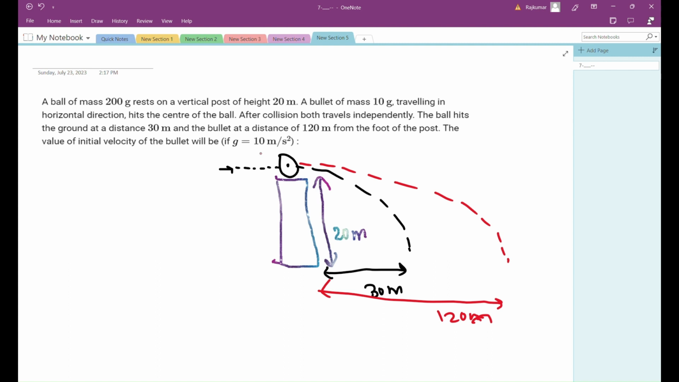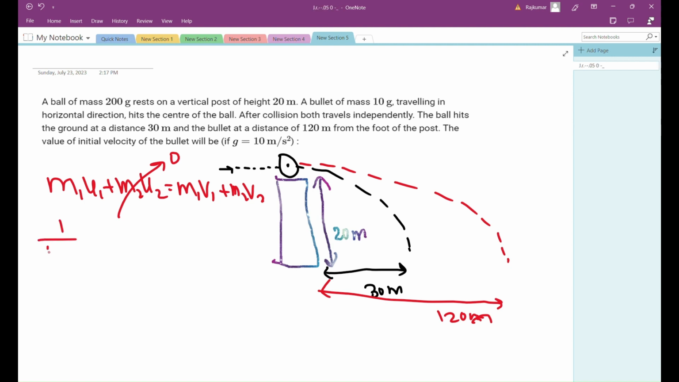Now what we will do is m1 u1 plus m2 u2 is equal to m1 v1 plus m2 v2, right? Hence the initial velocity of the ball is 0. So now the mass of the bullet is 10 grams, which means 1 by 100 kg, into, let's take the initial velocity as u. Mass 1 is 1 by 100, again 1 by 100 into velocity of 1.